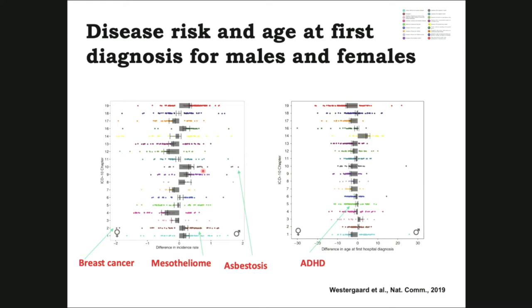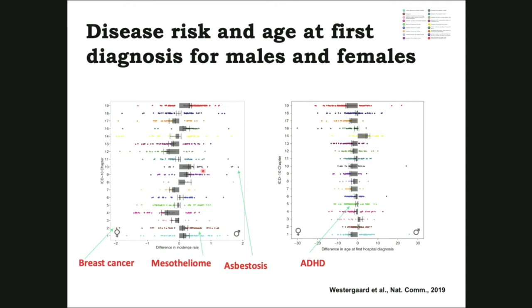And this is, of course, in principle, a good thing, because then females have more disease-free years. But if it's because the doctors are not looking for cardiology problems in females as often as in men, then of course it's an issue. So you can see some diseases, of course, that are very different with breast cancer and asbestosis here. But for example, we also found a significant difference with ADHD in terms of the age of onset for the diagnosis.